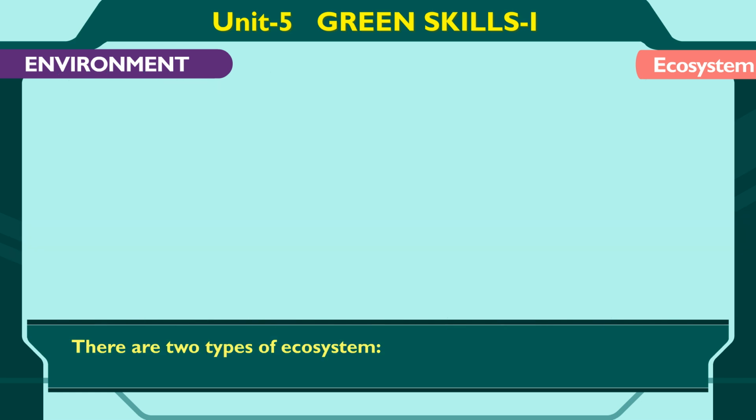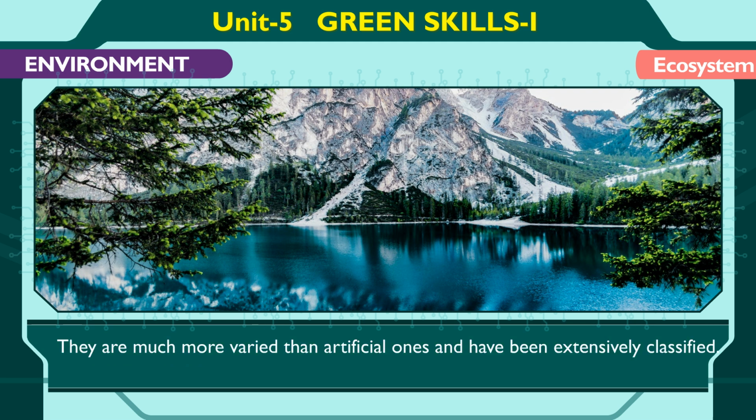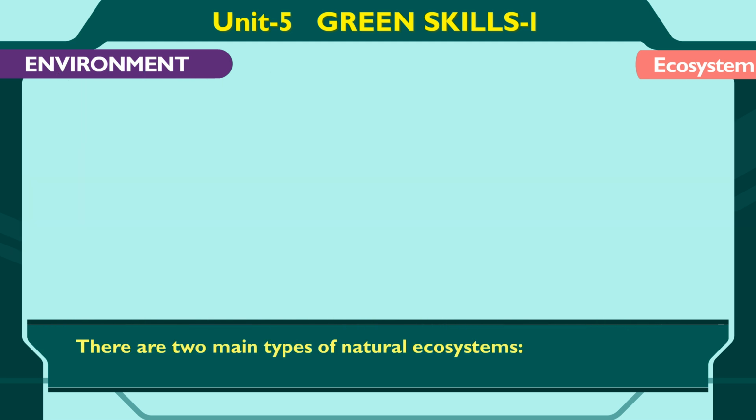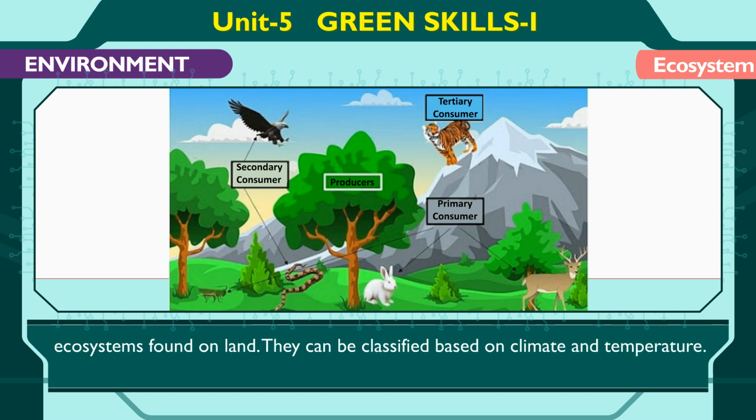There are two types of ecosystem. Natural ecosystems. They are those that develop without human intervention. They are much more varied than artificial ones and have been extensively classified. For instance, dry forest, polar desert, seabed. There are two main types of natural ecosystems: terrestrial ecosystem, land-based. Terrestrial ecosystem refers to the ecosystems found on land. They can be classified based on climate and temperature. These are discussed in detail below.